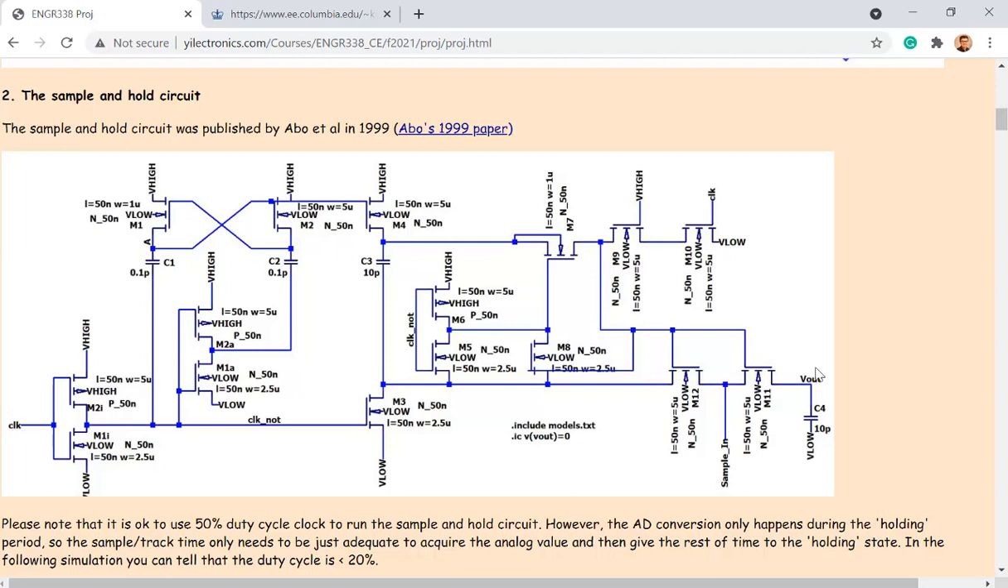So that's a sampling circuit. If I turn on, turn off this gate, I should be able to pass this signal to here. So why do I still need all these circuits?